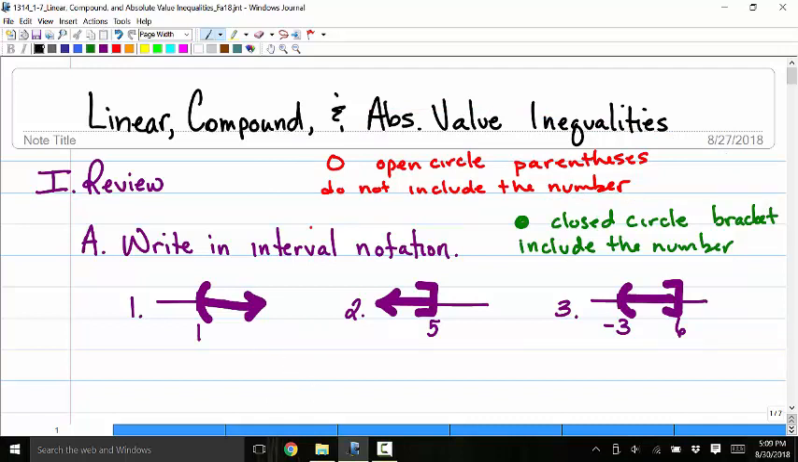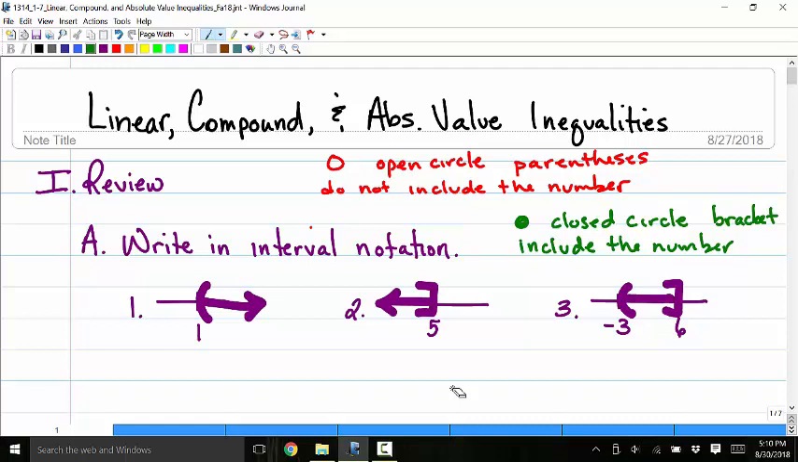Whereas like in number 2, this graph in the old days would have looked like this. It would have been a closed circle. The closed circle we're going to use a bracket instead, and that means to include that number. Okay, with interval notation, you always go from left to right, and I'm going to encourage you to always write the graph first, and that helps you write the interval notation.